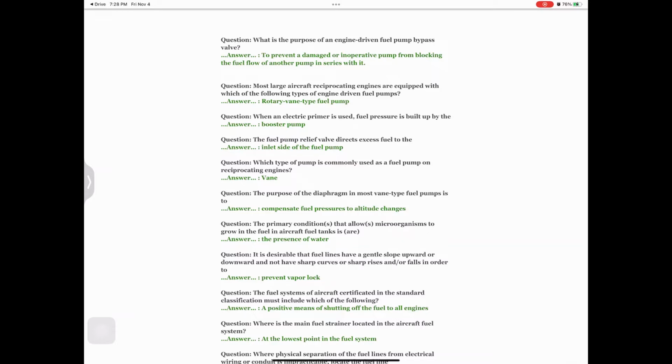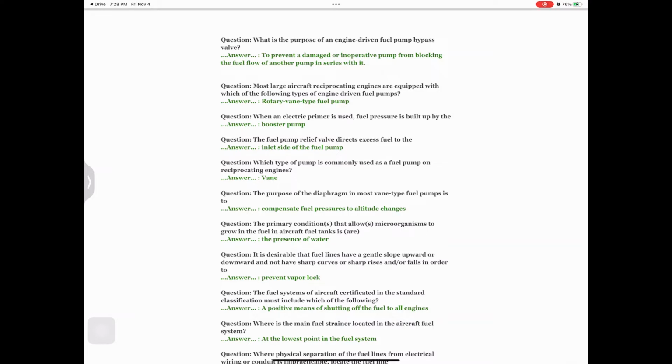Question. The primary conditions that allow microorganisms to grow in the fuel in aircraft fuel tanks are answer. The presence of water. Question. It is desirable that fuel lines have a gentle slope upward or downward and not have sharp curves or sharp rises and or falls in order to answer. Prevent vapor lock. Question. The fuel systems of aircraft certificated in the standard classification must include which of the following? Answer. A positive means of shutting off the fuel to all engines.